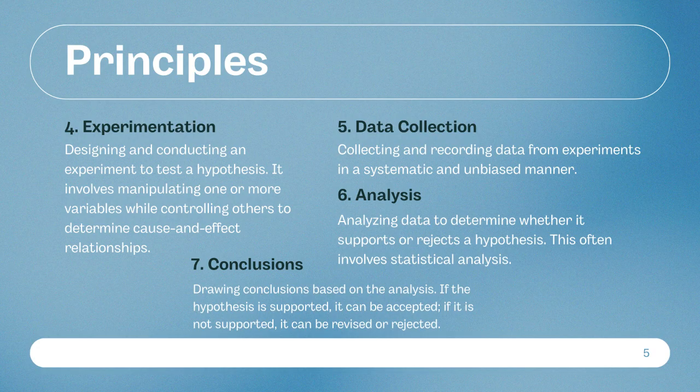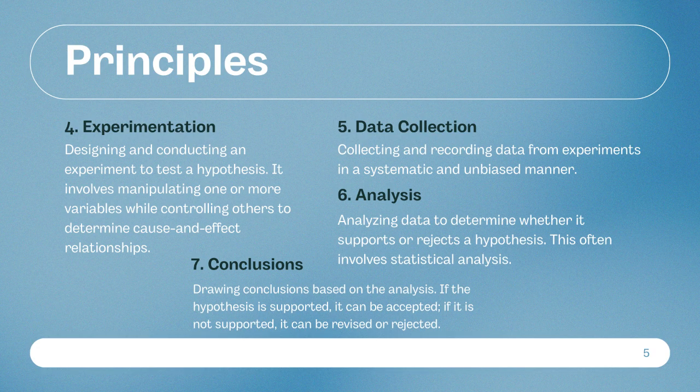And number four is experimentation. Designing and conducting an experiment to test a hypothesis. It involves manipulating one or more variables while controlling others to determine cause and effect relationships. Number five is data collection. Collecting and recording data from experiments in a systematic and unbiased manner.